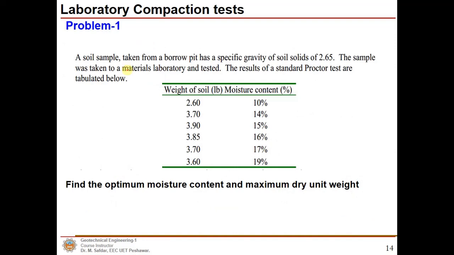Now let's solve a simple problem, which is problem number 1. A soil sample is taken from a borrow pit, and that soil has a specific gravity of soil solids of 2.65. The sample was taken to a materials laboratory and tested. Results of the standard Proctor test are tabulated below. Weight of soil is given in column number 1. Moisture content is given in column number 2. We are asked to find the optimum moisture content and the maximum dry unit weight.